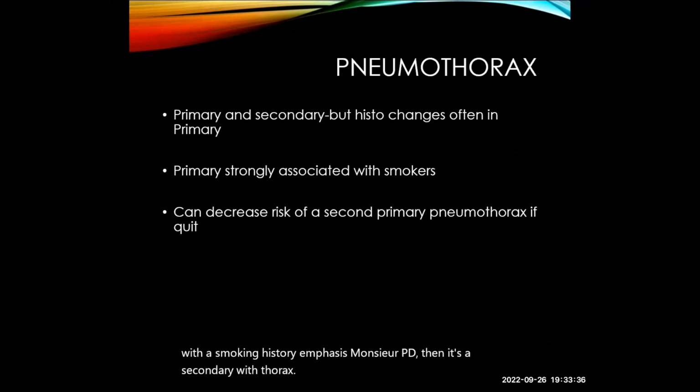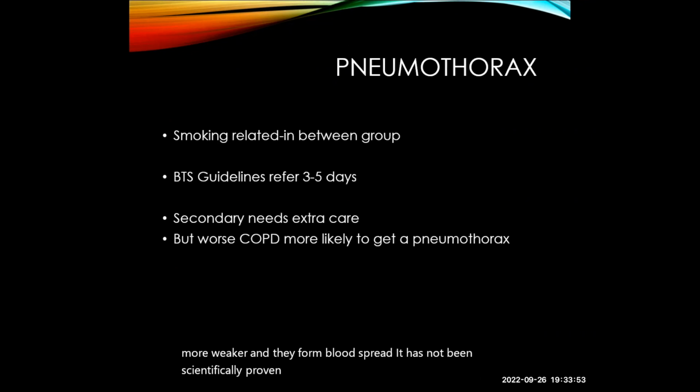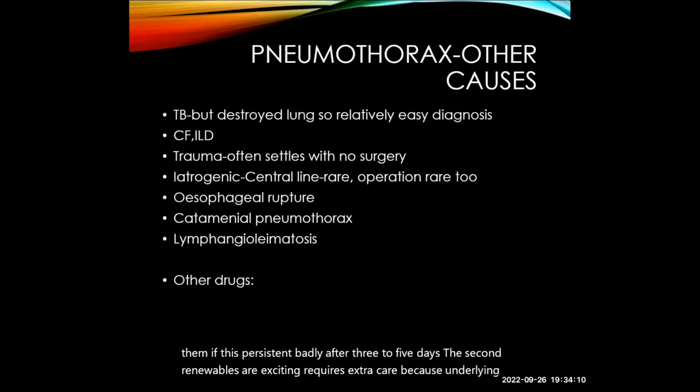Primary is mostly associated with smokers, but more importantly, tall, thin, lanky people. And the hypothesis is because they are tall, the apices don't get the same amount of blood supply, so they are weaker and they form blebs, but it has not been scientifically proven. It's just a hypothesis. Smoking is related, and the BTS guidelines ask the physicians to refer them if there's persistent air leak after 3 to 5 days. The secondary pneumothorax setting requires extra care because underlying lungs are worse.